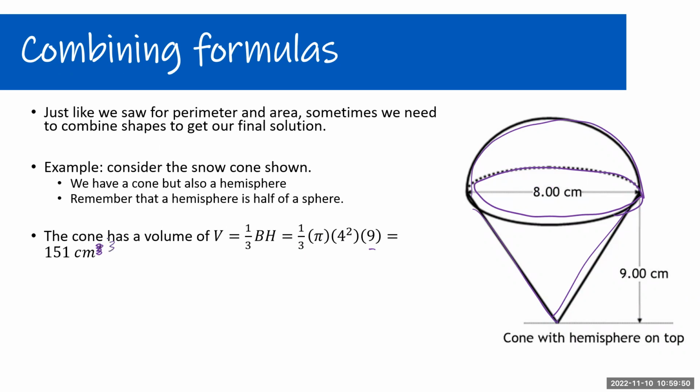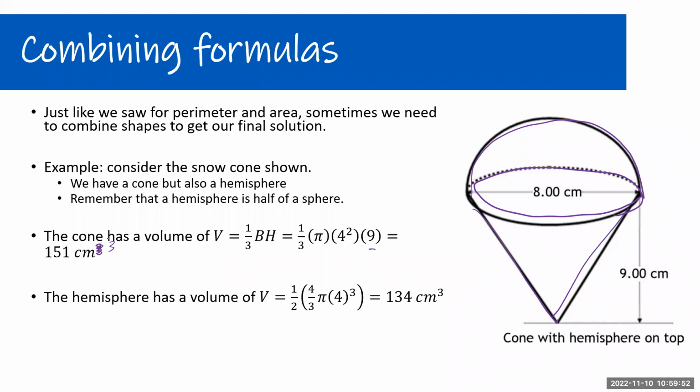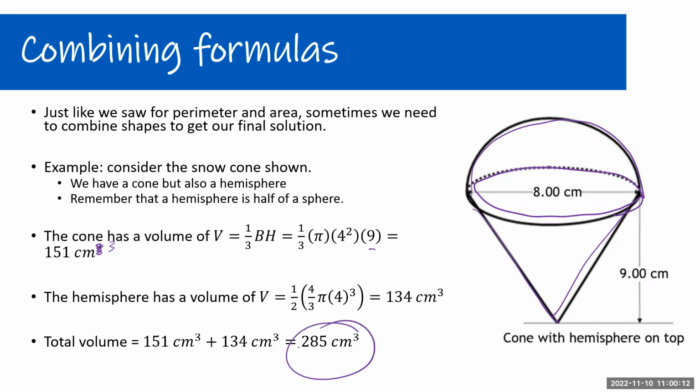Your hemisphere has a volume of 1/2 of the volume of a sphere. So the volume of that whole sphere is 4/3 pi r cubed, and half of that, we're going to get 134 cubic centimeters. So that means the volume of the entire snow cone has to be that 151 plus 134, which is going to give us 285 centimeters cubed. So we're just going to add the 2 here.